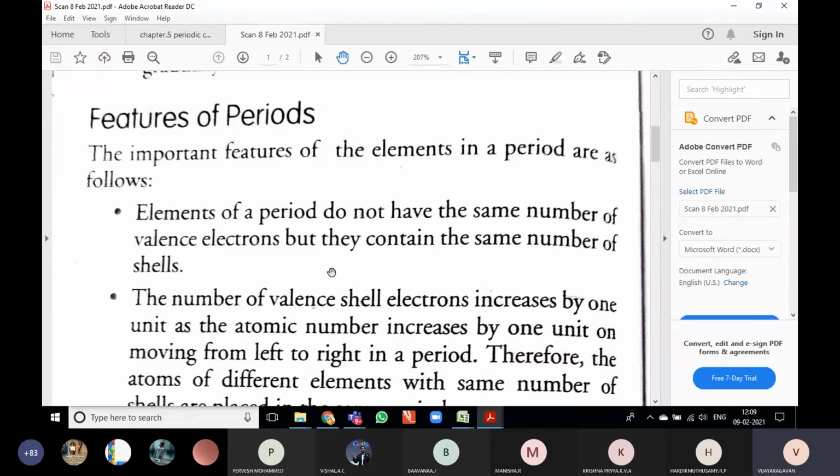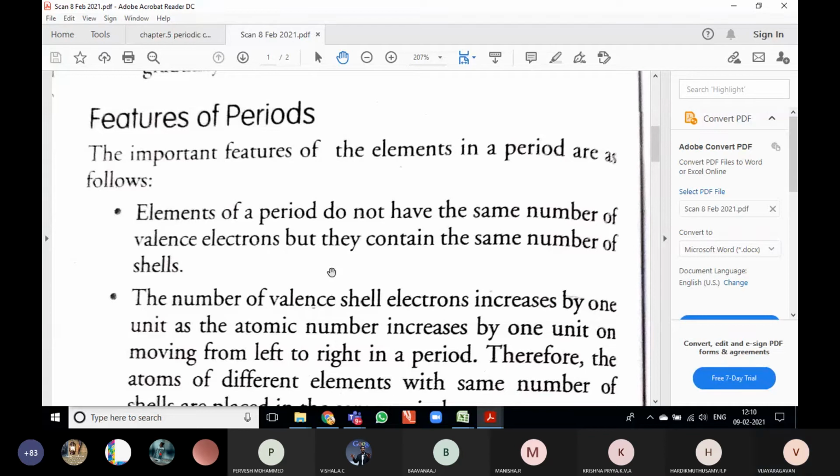Totally how many periods are there in the periodic table? Totally there are 7 periods. We take periods from left to right. While speaking about groups, you take from top to bottom. While speaking about periods, you take from left to right.